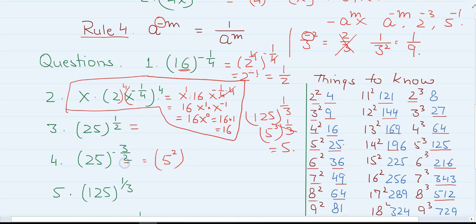We always look for this number. If the power is in a fraction, which number is having that power? For example, 25. Which number is there whose power 2 is equal to 25? That is 5. Multiply minus 3 over 2. You know that the meaning of the bracket is a multiplication. So that is 5 to the power 2 multiply minus 3 over 2. 2 and 2 cancel, equal to 5 to the power minus 3. That is 1 over 5 to the power 3. And you know 5 to the power 3 from this table, it is 125. So its answer is 125.